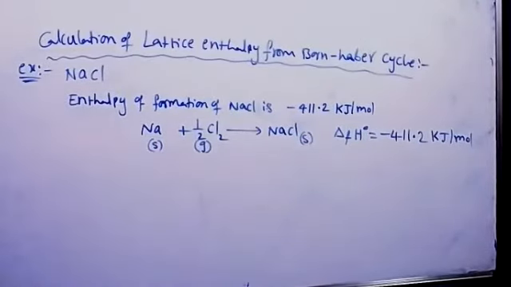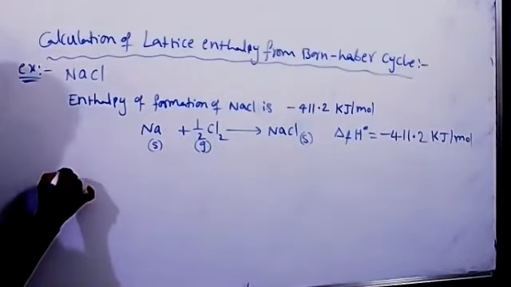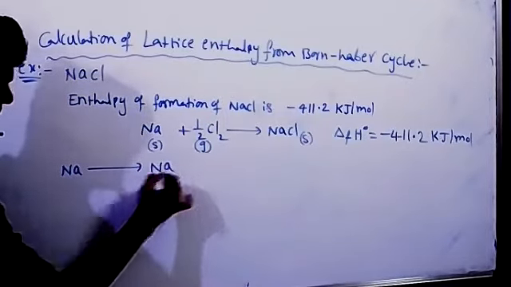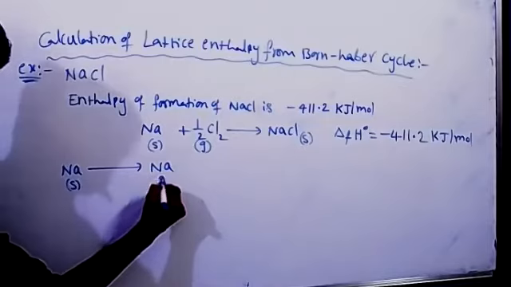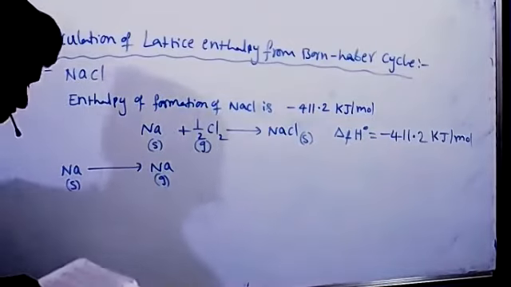Now we'll see how NaCl is obtained step by step. First of all, solid sodium is converted into gaseous sodium. This is called the enthalpy of sublimation.